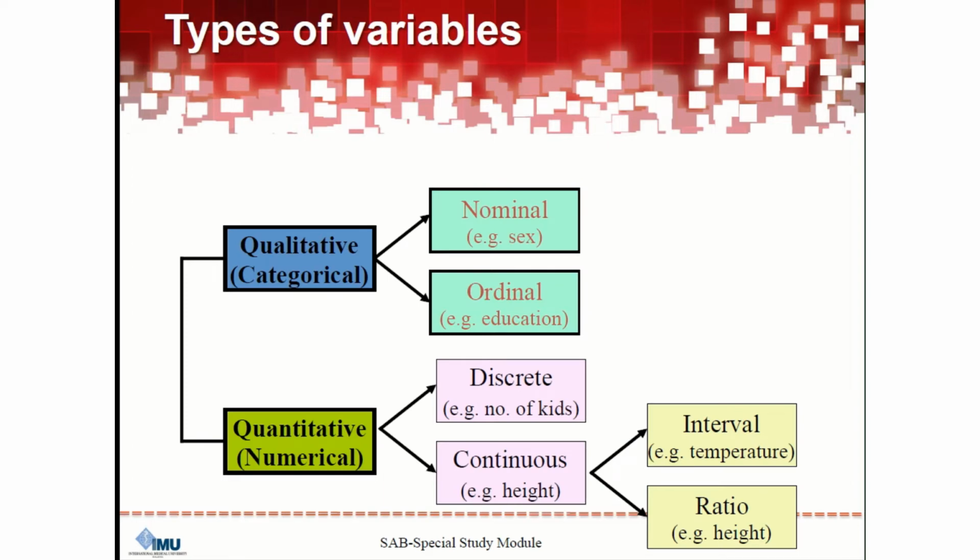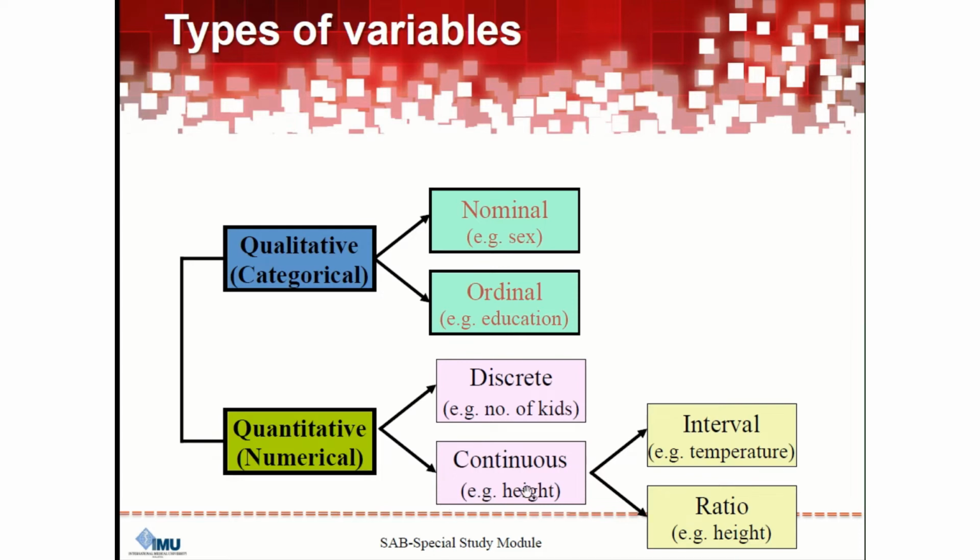Qualitative data has two parts in it. Nominal data, for example, sex, male and female. They cannot be compared to say that one is bigger than the other. Ordinal data, like education, we can compare. So we can say that primary education is lower than secondary education, and college education is higher, right? And quantitative or numerical data can be discrete, for example, number of kids, or it can be continuous, where decimals can also come. Number of kids, you cannot have 2.5 kids, right?